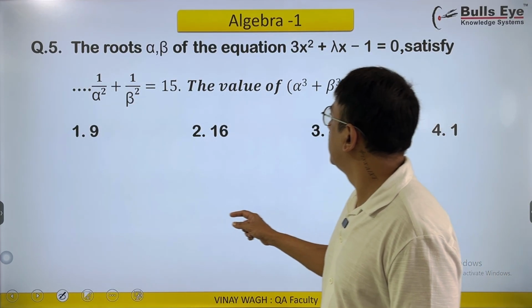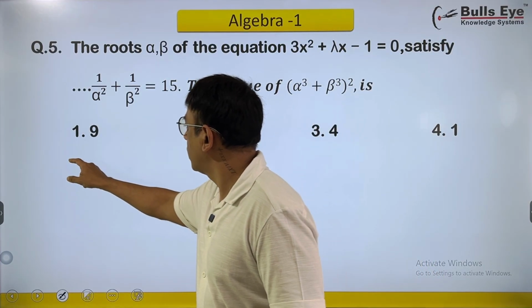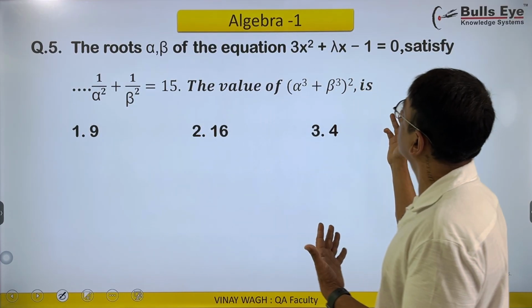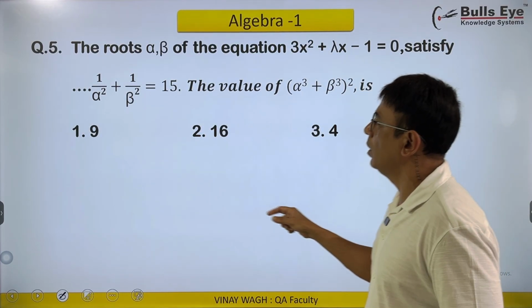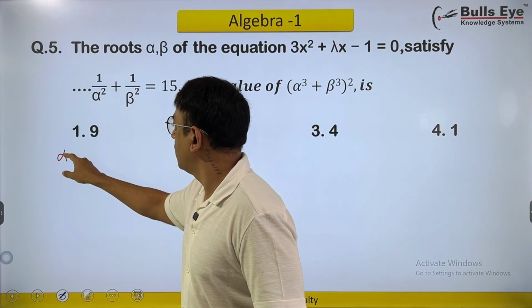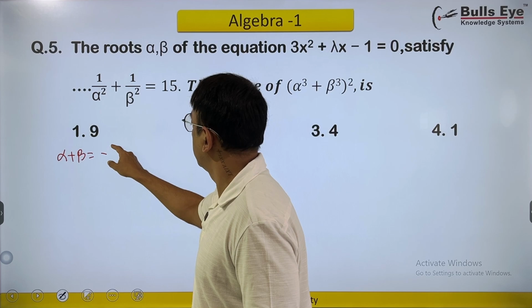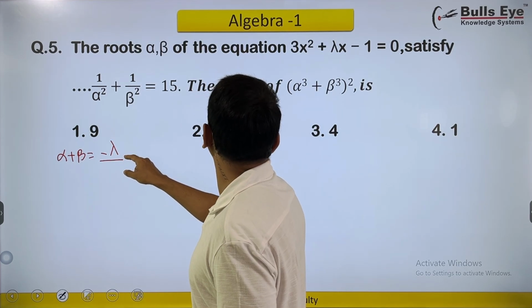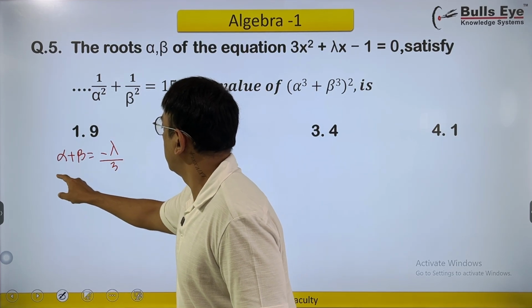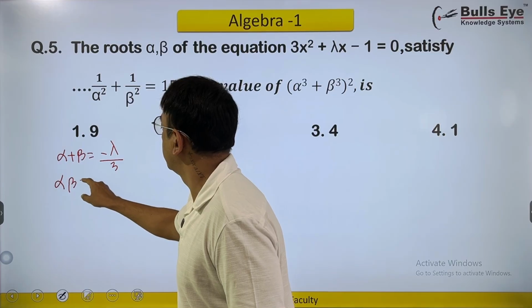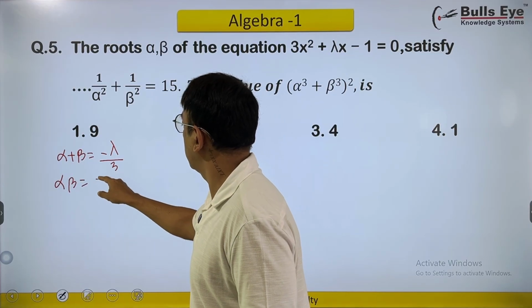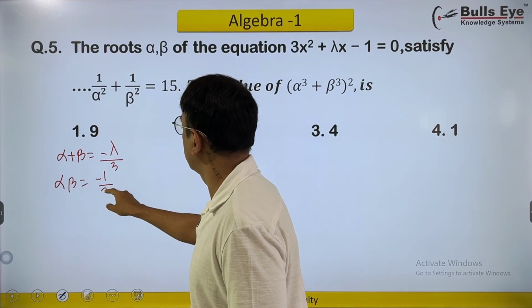Okay. So sum of the roots, I'll start with that. There's only one unknown. So the roots are given to me as alpha and beta. I write the sum of the roots quickly. Coefficient of x square is 3. And the product of the roots is plus c upon a, which is minus 1 upon 3.